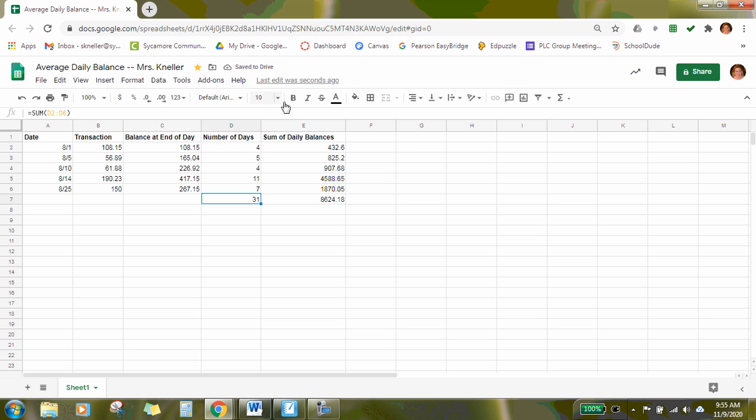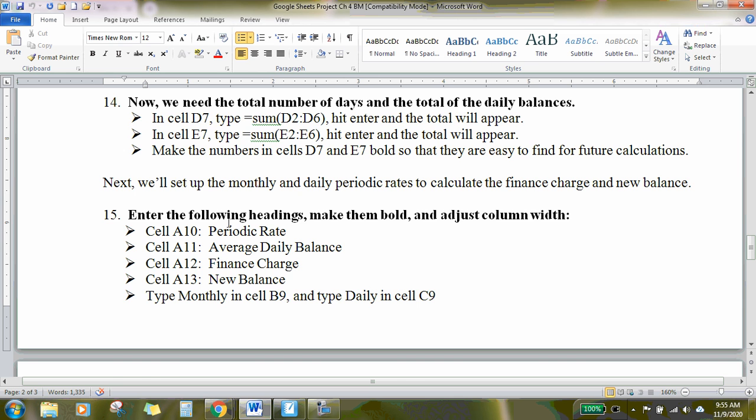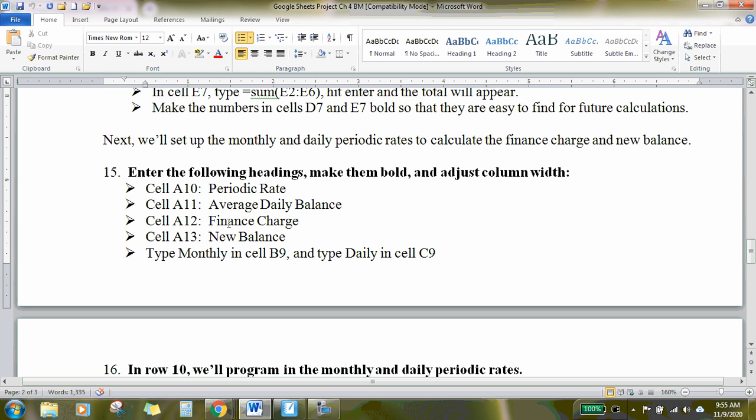Now there's my totals. So I'm going to make those bold just so I can identify them really easily. We're going to need those totals for later on when we're calculating our monthly and our daily periodic rates and our finance charges. Okay? All right, so that programming went really, really fast. Okay, so now we're going to set up our monthly and our daily periodic rates.